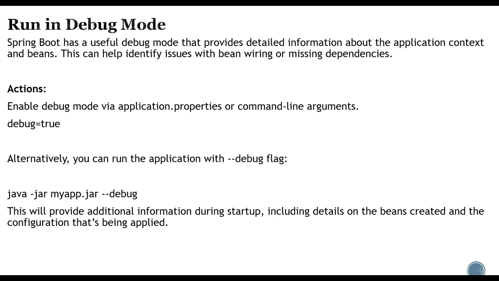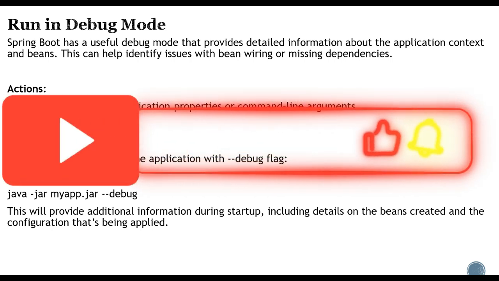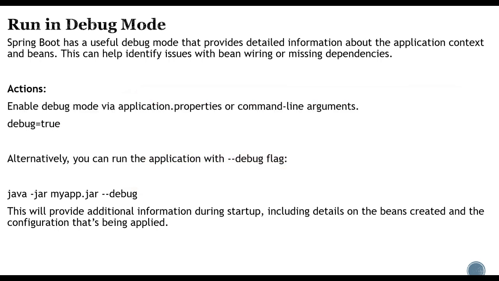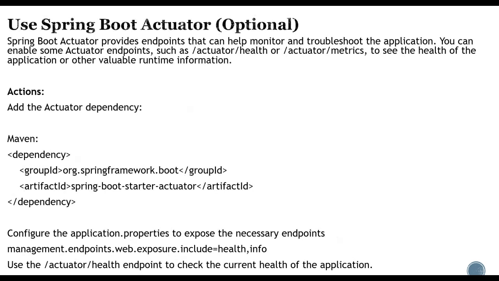You have to enable debug mode in the application.properties, or you can also do it using a command line argument. Just check your configuration for debug=true, or when you are running your application from the command line, you can run it with the --debug flag. This will run your application in debug mode, and you'll get more details.